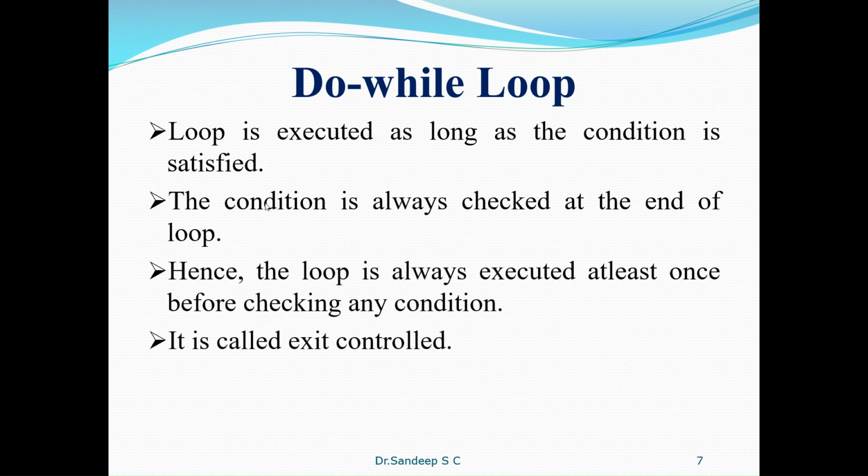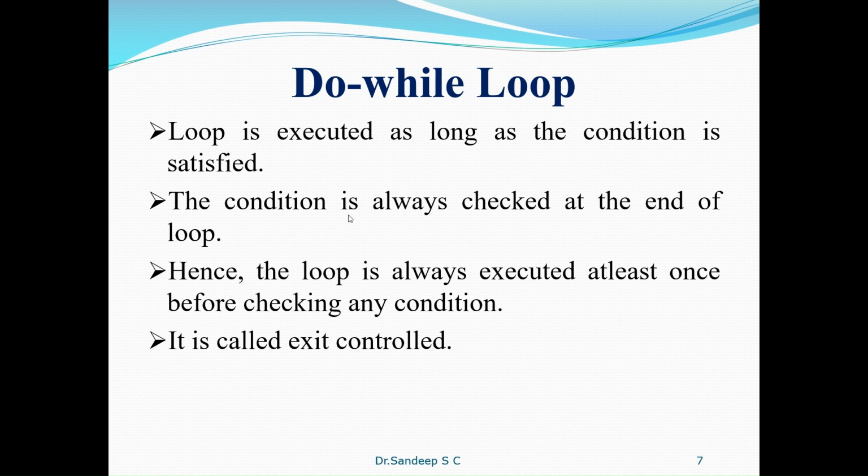Then we have another loop called the do while loop. This loop executes as long as the condition is satisfied. The condition is always checked at the end of the loop. In do while, we check the condition at the end of the loop. Hence, the loop is always executed at least once before checking the condition, unlike our normal while loop.